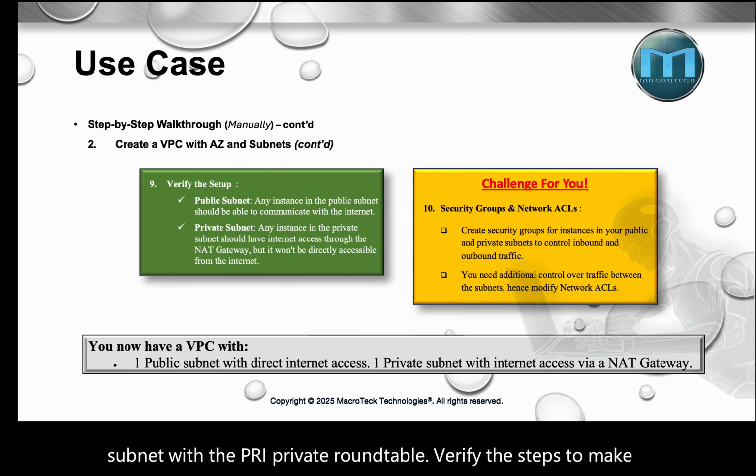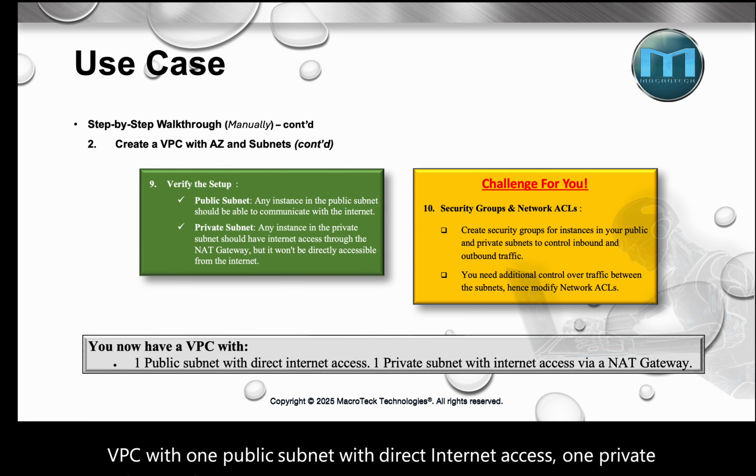And here's a challenge for you: create a security group for instances in your public and private subnets to control inbound and outbound traffic, ingress, egress. You need additional control over the traffic between the subnets, hence modify the network ACLs. Once you have done that, you would have a VPC with one public subnet with direct internet access, one private subnet with internet access via the NAT gateway.